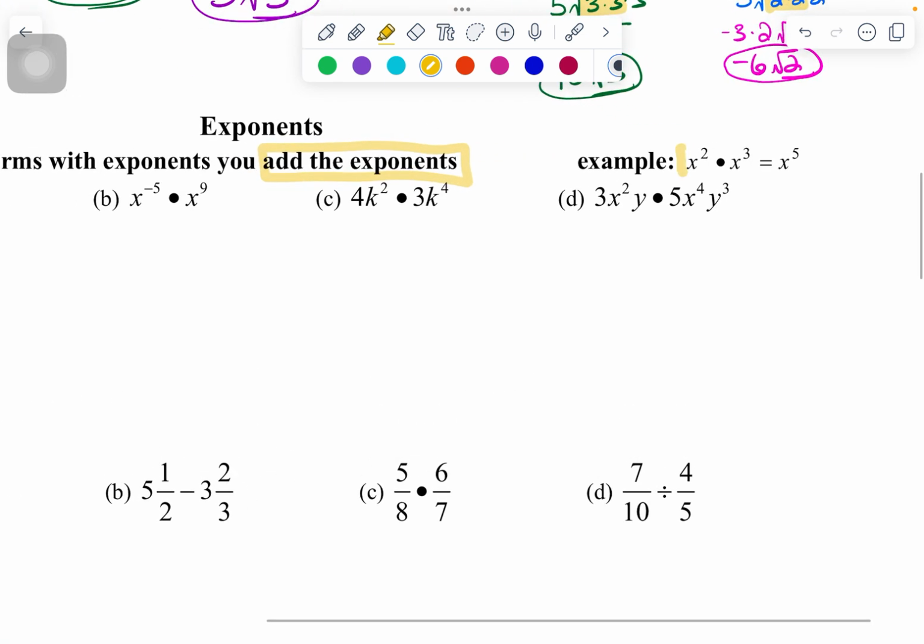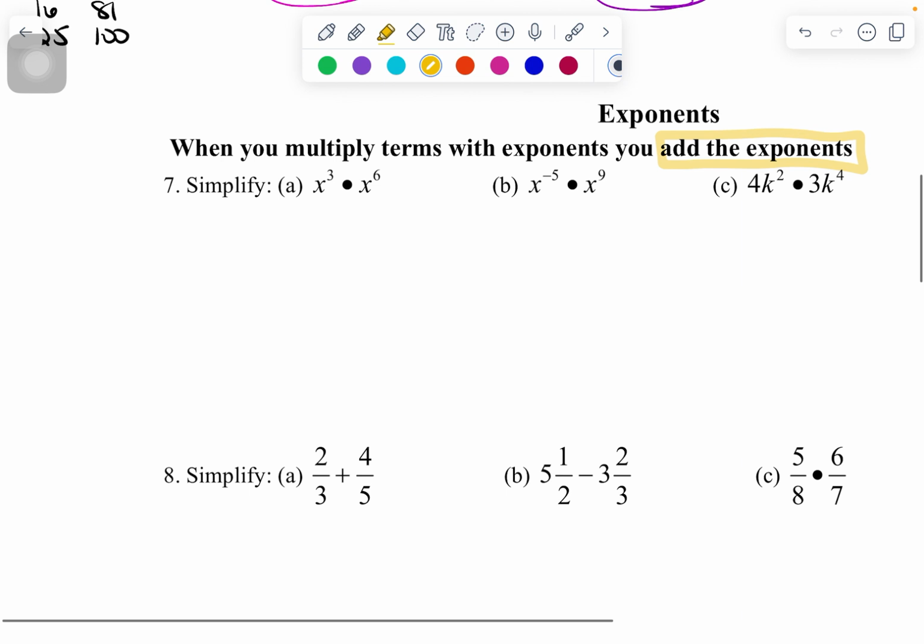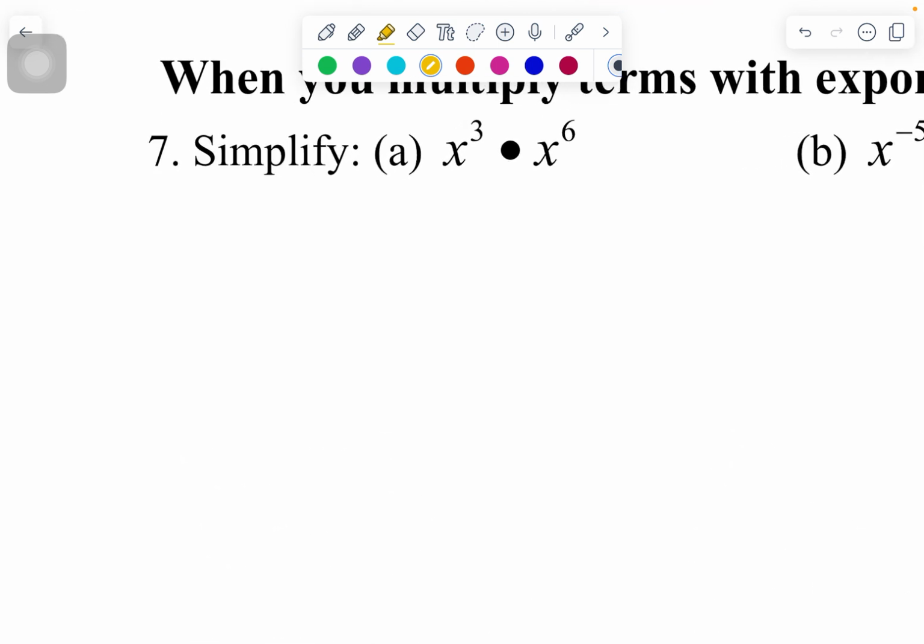If you've got x to the second times x to the third, you create an x to the fifth. But the x itself won't change. It's the exponents that do. Again, it has to be multiplication here. So let's take a look at our first problem here. We've got x to the third times x to the sixth.